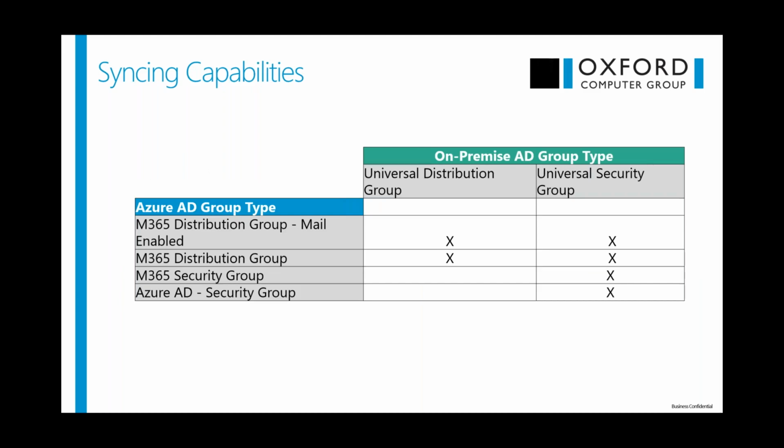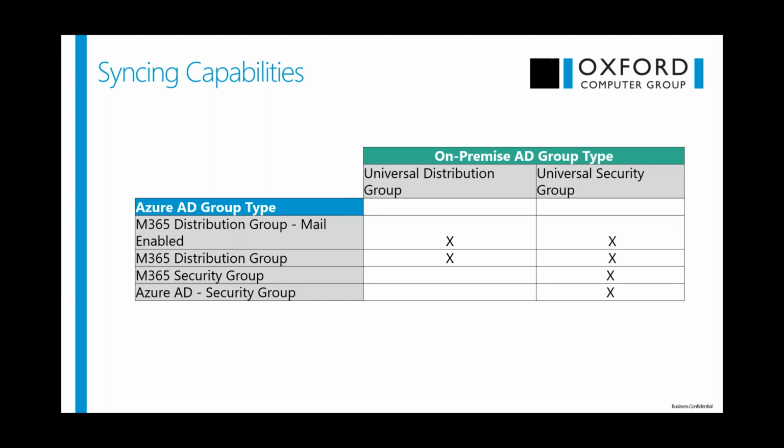The syncing capabilities. So we have the different types of group types inside of Azure. What do those really translate to, what's being synchronized or written back to on-premise? So we have a Microsoft 365 distribution group. It can be mail enabled or not mail enabled. And what kind of group can it be on-prem? It can be a universal distribution group, or it can be a universal security group.